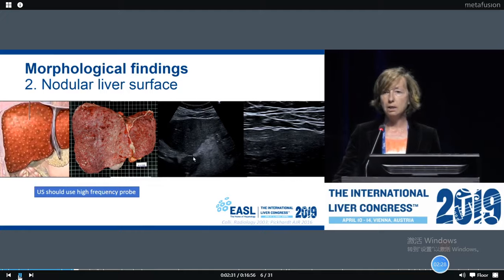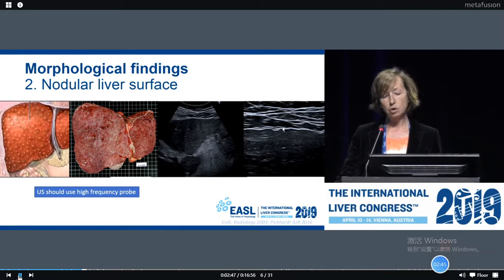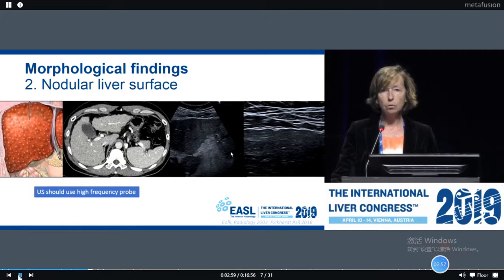And again, imaging can depict these changes. Let's start with the ultrasound, where we can see this irregular liver surface. But as you can see, these two images were obtained in the same patient, and the nodular liver surface is much better depicted using high-frequency ultrasound, and this is a key that we should use in evaluating patients with a chronic liver disease. Indeed, we can also use MR or CT to show the liver nodularity.